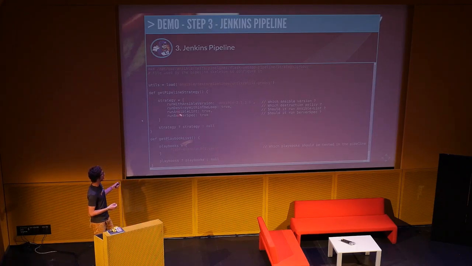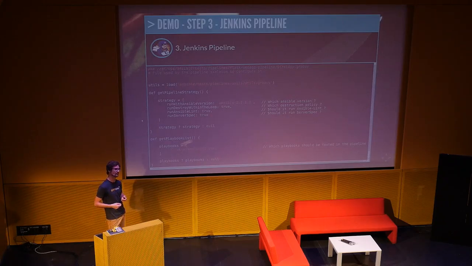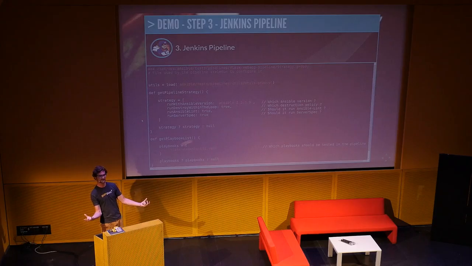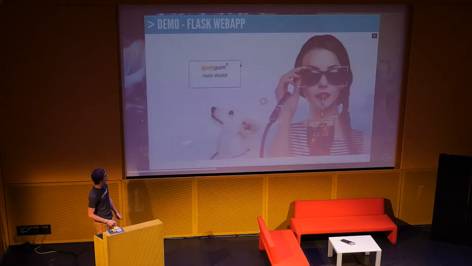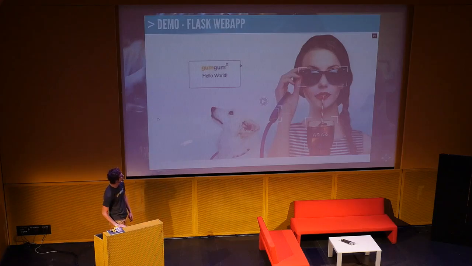So in that script, I will start from the bottom, where we define a function called getPlaybookList, which is going to basically return all the playbooks I want to test in my pipeline. In my case, I just want to test my Flask example playbook. And the strategy here is some different switches that are going to allow me to enforce my pipeline step by step. I may want to skip Ansible lint for the beginning, but then enable it when I'm confident and I know that my automation is running properly.